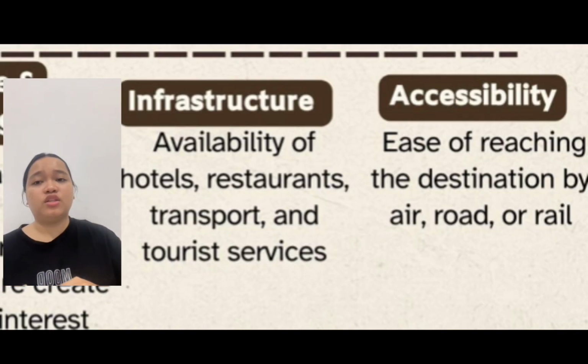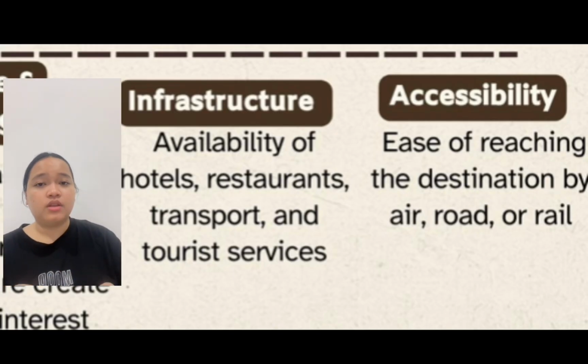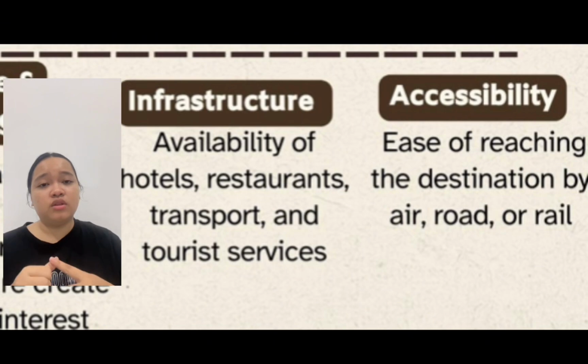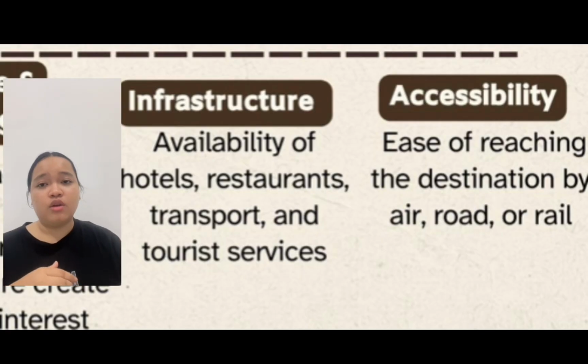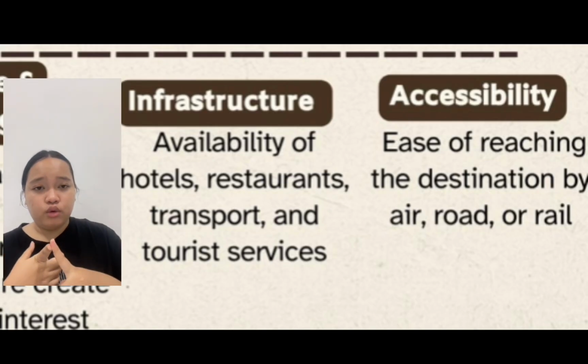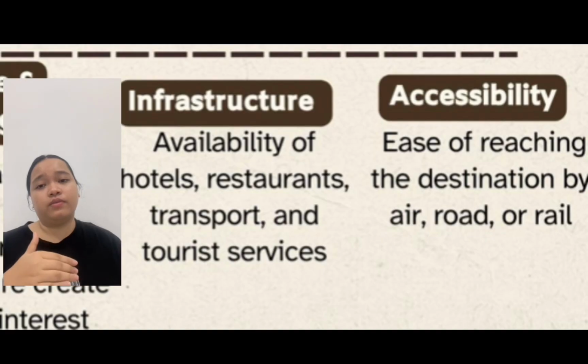Safety is a major concern for tourists when they are choosing where to travel. Destinations that are peaceful, well managed, and have a low crime rate tend to attract more visitors. For example, Singapore is known worldwide for its cleanliness, strict laws, and high level of safety, which make tourists feel secure throughout their visit. A safe environment helps visitors enjoy their trip without worry.